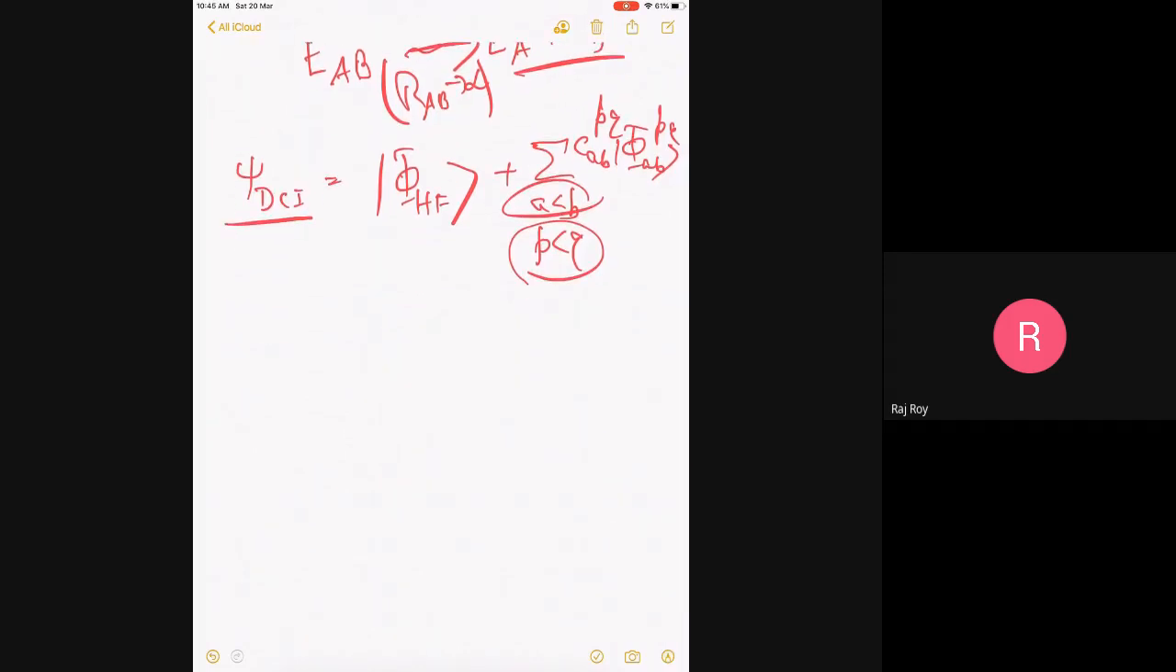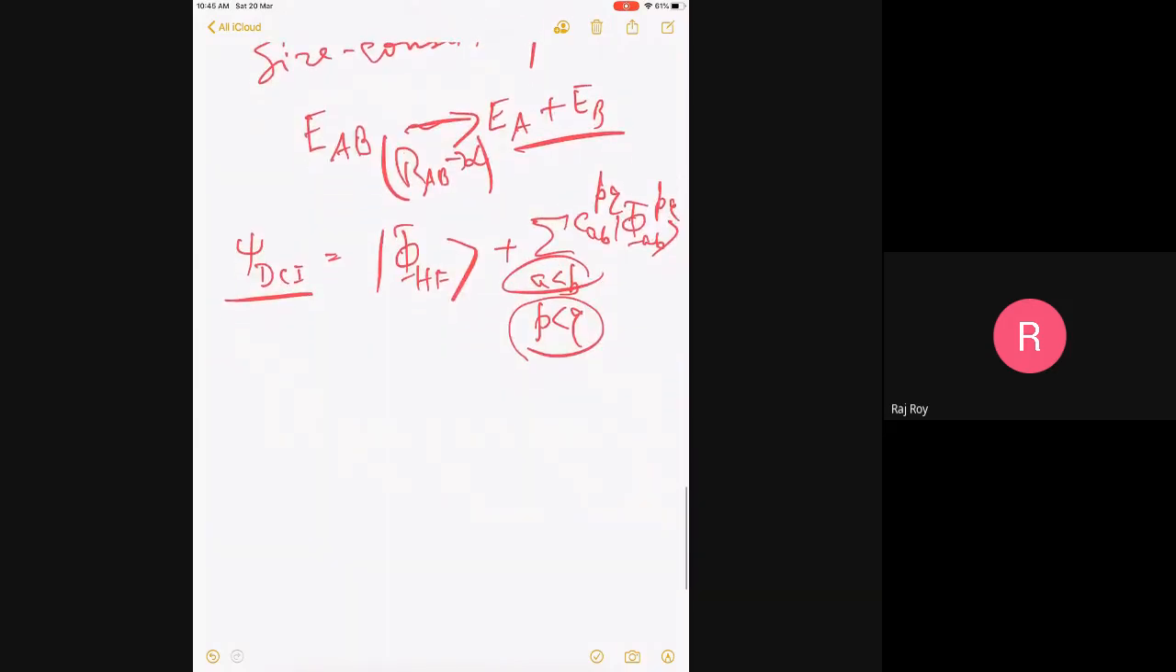And then I write down the CI equation, just like I did for the projection method. Let me do the CI equation by projecting. So what would be the CI equation now? H minus E Hartree-Fock.